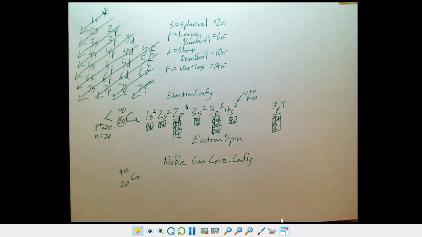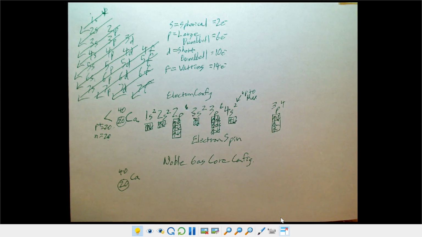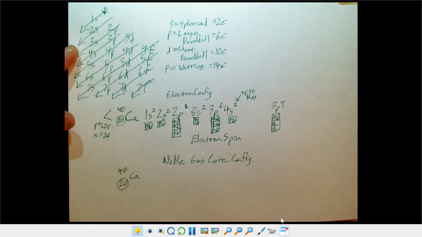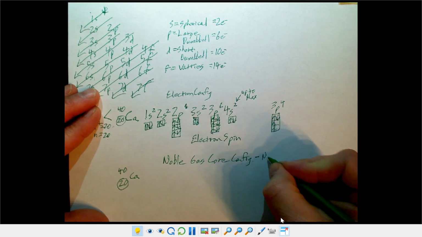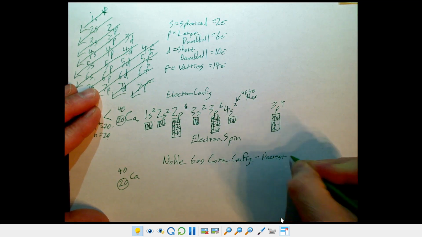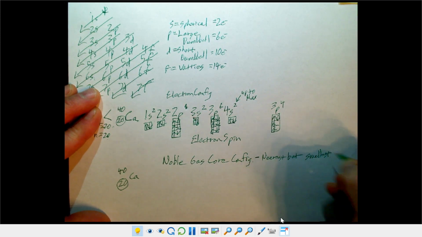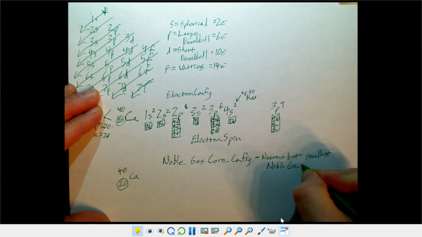Okay. What you're going to do there is the same idea. You want to go ahead and go through all the way up to 20, but you don't have to start all the way from the top of the chart. Okay. What you can do is you can start at the nearest but smallest noble gas. So when you do noble gas core configuration, you pick the nearest but smallest noble gas. Okay, well, what the heck does that mean?